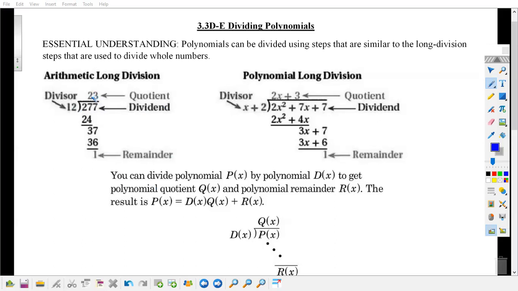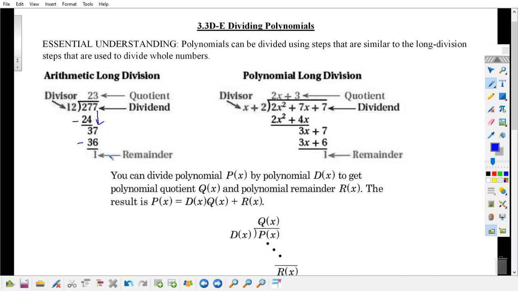Then they told you to multiply. What is 2 times 12? And you're like, 24, right? Then after you multiply, you subtract it. What is 27 minus 24? 3. And then they're like, all right, good job. Now bring down and do it again. How many times is 12 evenly divided into 37? 3 times. Good job, class. What is 12 times 3? 36. And then after you multiply, you subtract, and you get 37 minus 36 is 1.